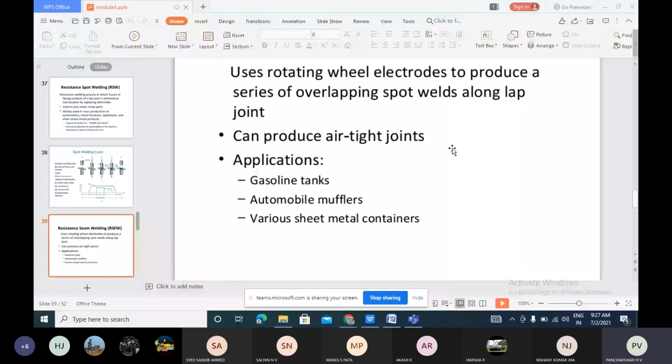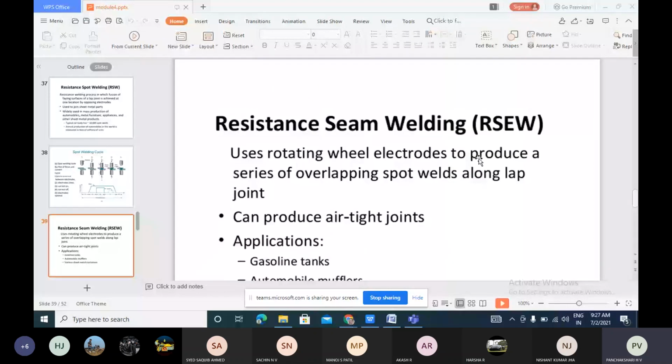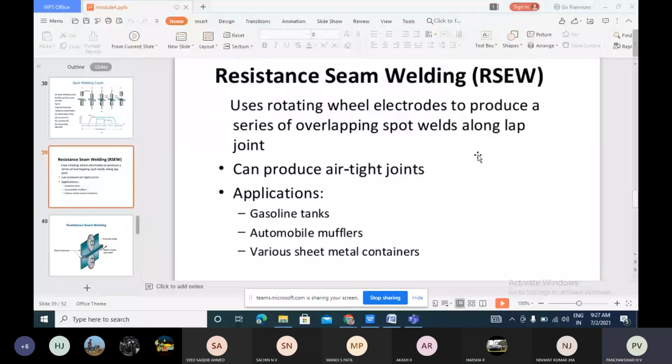Here you can see, it can produce airtight joints. Next, we are going to study another type of joint, which is called seam welding, resistance seam welding. That is spot welding. This is seam welding. What is the meaning of seam? S-E-A-M. Seam. Anybody?